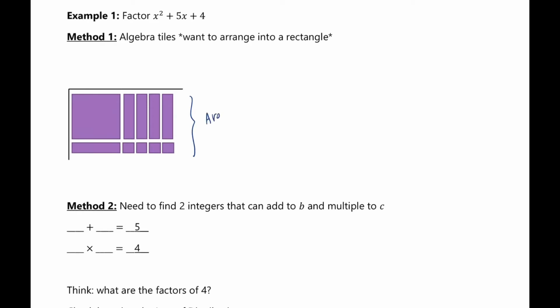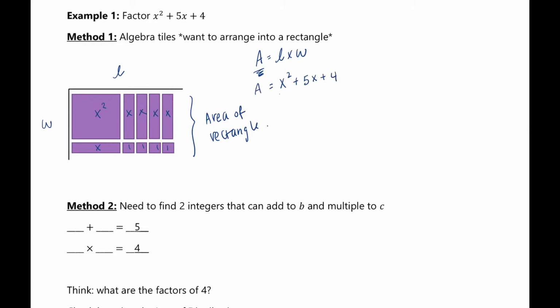Because this is an area of a rectangle, we need to find the length and the width. Normally, we say A equals length times width when we're looking for the area of a rectangle. And we are given the area. So the area is x squared, and there are 5 x's, and there are positive 1 bars here. So the area equals x squared plus 5x plus 4.